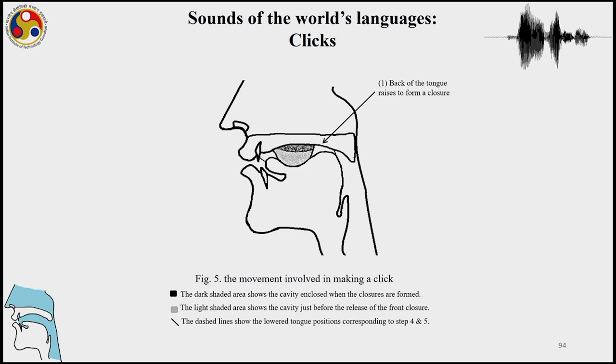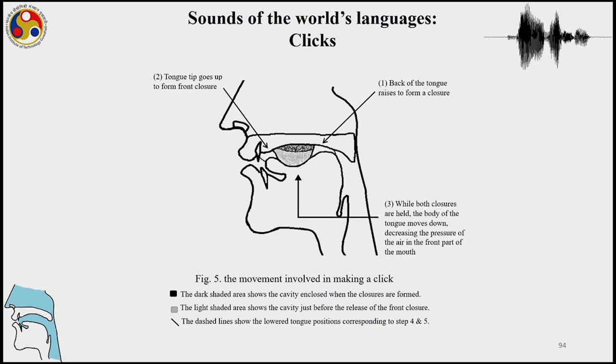Another important aspect of clicks is that there are two closures. Here the back of the tongue raises to make a closure, and the tongue tip goes up to form a front closure, and as a result this is an alveolar click. While both closures are held, the body of the tongue moves down, decreasing the pressure of the air in the front part of the mouth. So the tongue tip lowers so that air rushes into the mouth.